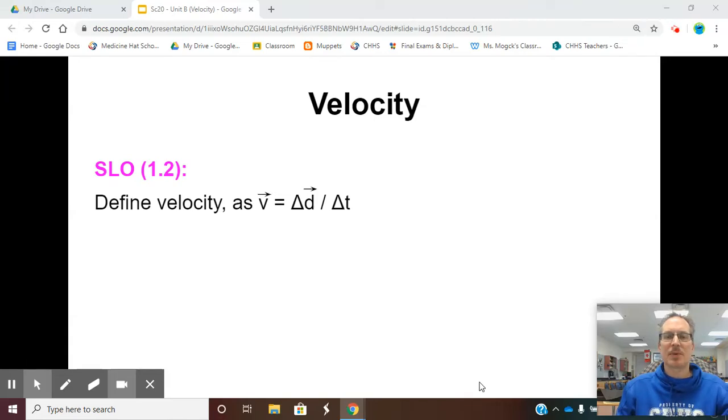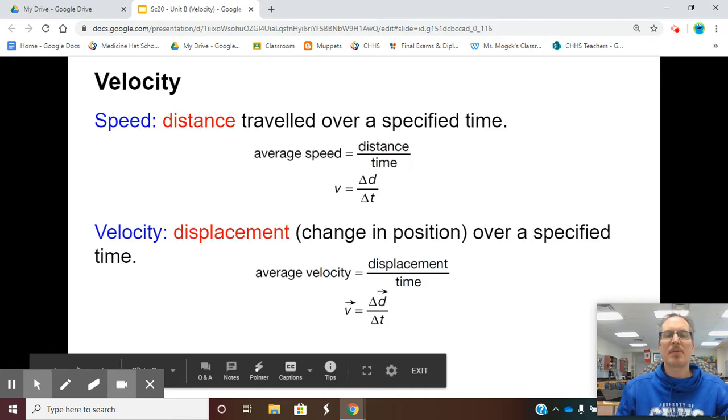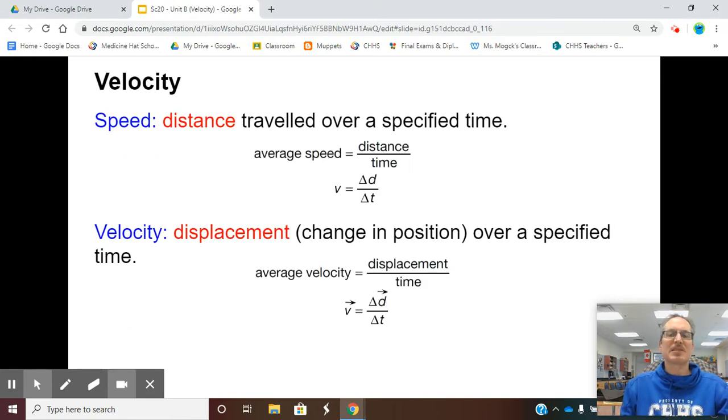Good morning, Science 20s. Our lesson today is on velocity. If we remember, speed is the distance traveled over a specified time, and we called that average speed because ideally on a longer trip, we're probably not going to be driving at exactly the same speed the whole time. Therefore, we're going to average out over that distance, over that amount of time to get to our average speed.